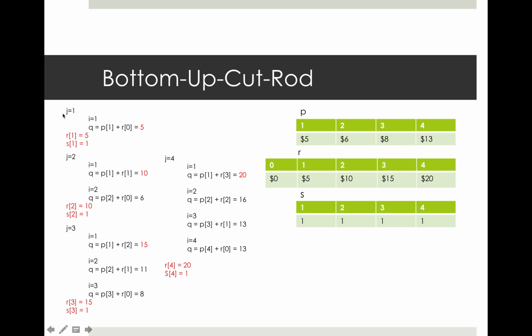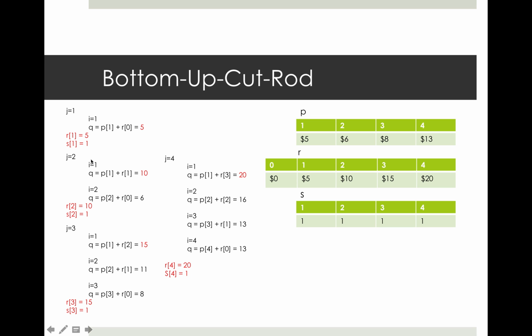So to begin, J equals 1. We're going to have an inner loop that runs from 1 to N, so it'll only run once. We're going to calculate P of 1 plus R of 0. We're going to get 5. So R of 1 is going to be 5. And then S of J is I. So in this case, J is 1 and I is the iteration that gives us the maximum price. In this case, we only have one iteration, so it's 1.